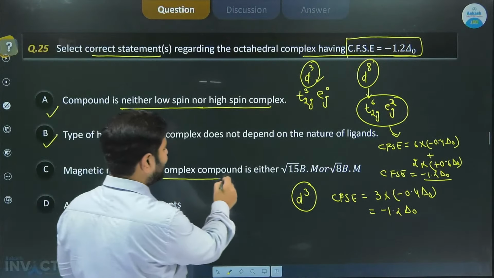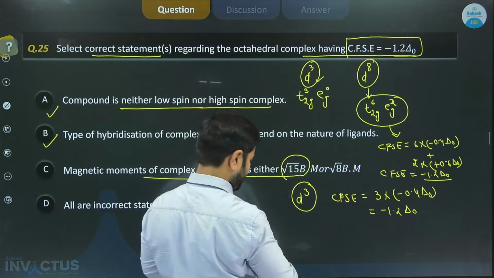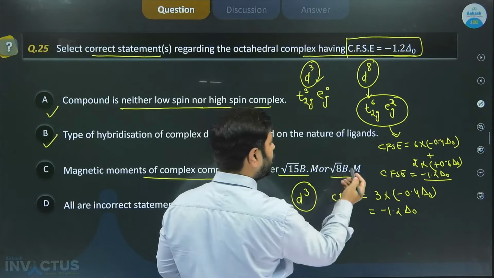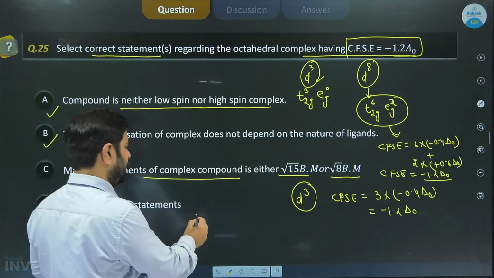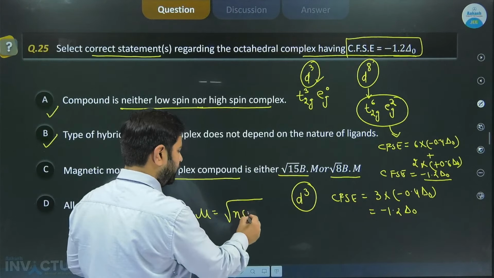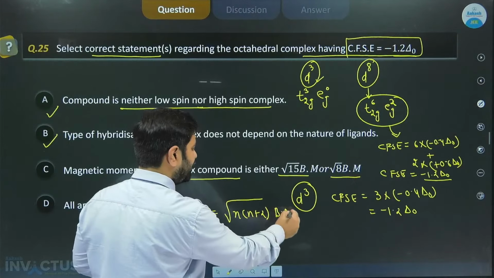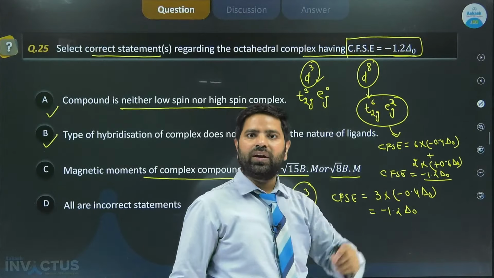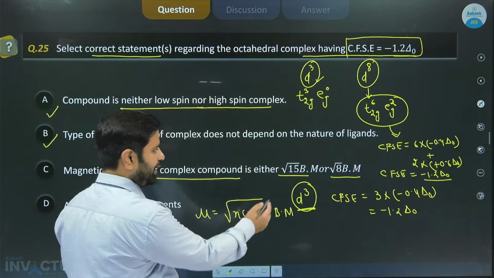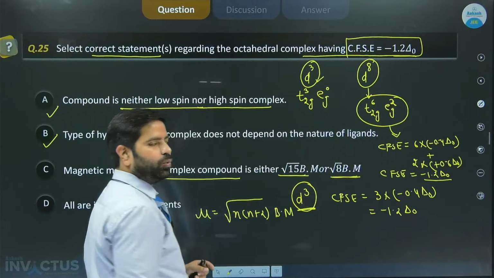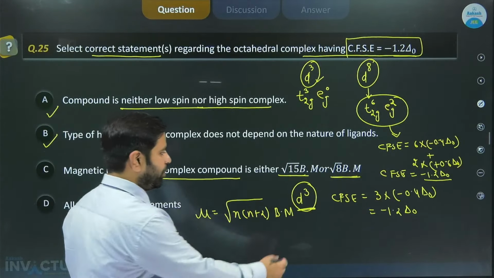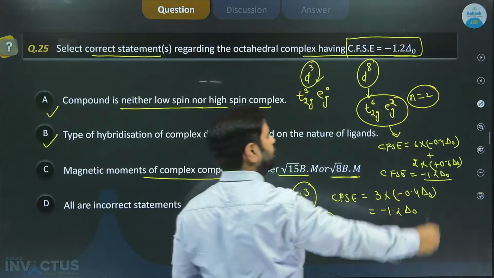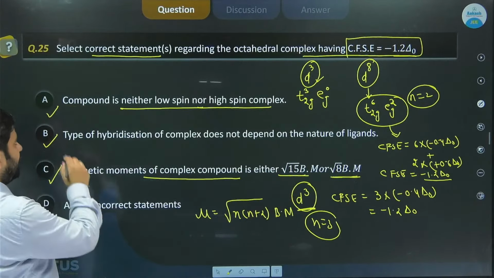Magnetic moment of complex compounds is either this or this. So how can we calculate the magnetic moment? Very simple. We can use the formula under root n(n+2) BM. For d3 configuration, we have 3 unpaired electrons, and for d8 configuration, we have 2 unpaired electrons. So for d3 configuration, under root 15, and for d8, under root 8 will come. So n equal to 3 here, or here n equal to 2. Very simple. So this option is again correct.